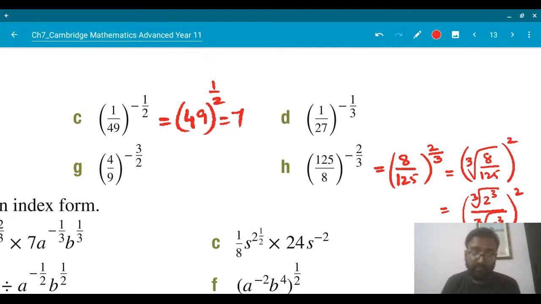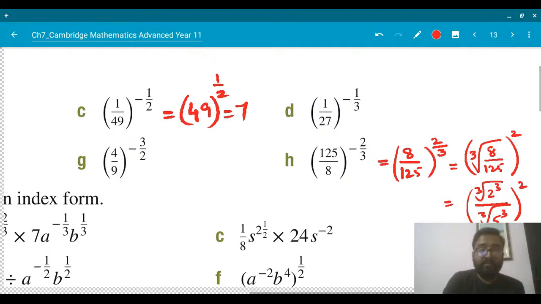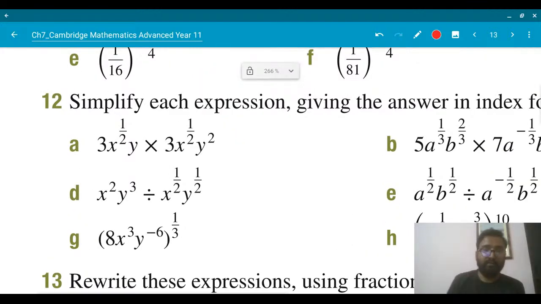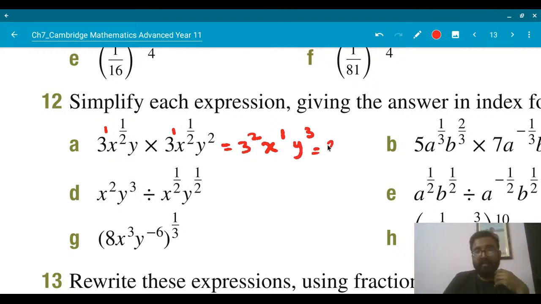Without practice, these basic numerical problems will not be solved simply. And here we have to simplify it. It is a product, so please be careful. The product rule applies: 3 power 1 times 3 power 1 is 3 power 2. X power 1 by 2 plus 1 by 2 is x power 1. Y power 1 plus 2 is y power 3. So simply we get 9xy cubed. Is it clear?